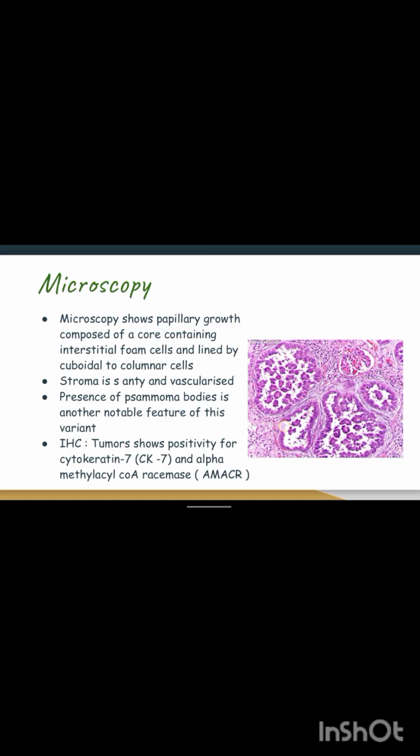Here we can see the papillary appearance of the renal cells. This is either lined by columnar or cuboidal cells. The stroma is scanty and it is also vascular. The presence of psammoma bodies is the notable feature of this variant.